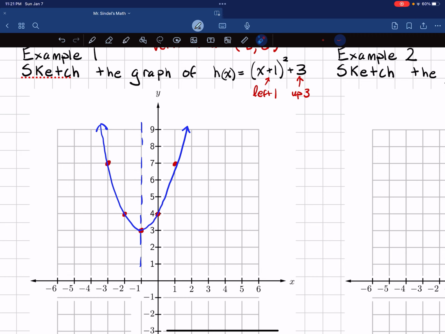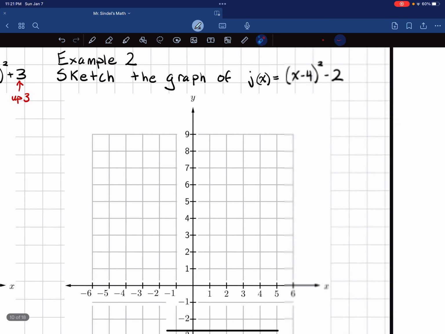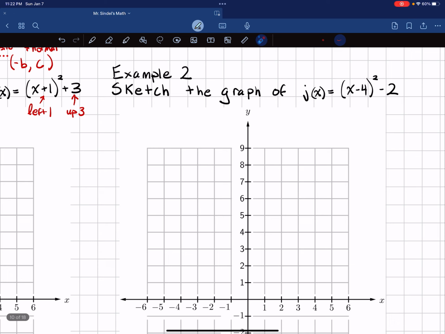All right, we're done with example 1. Let's go ahead and do example 2. So first, I want to analyze what's going on with this.